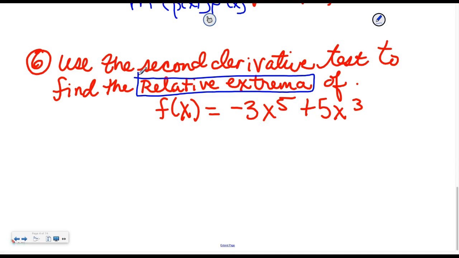So I'm using a second derivative to do a first derivative's task. Had this said, use the first derivative test, I would have done this. I'm still going to because they start the same way. First derivative test for relative extrema says I need to make a sign line. This is the first derivative test right here, okay? But let's pretend it said first derivative test.